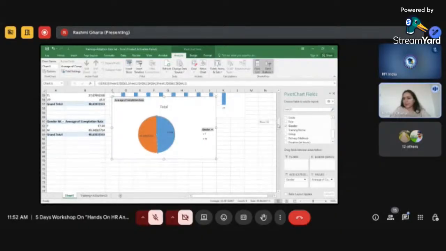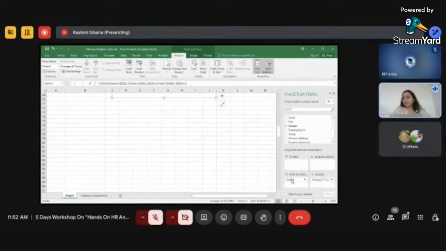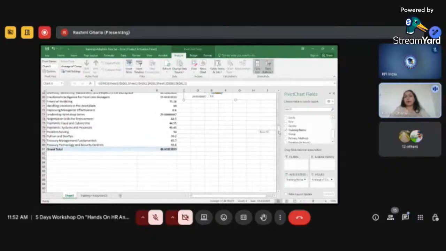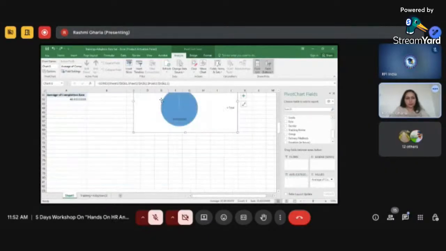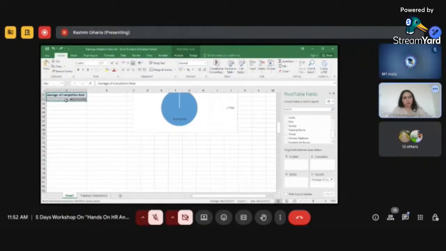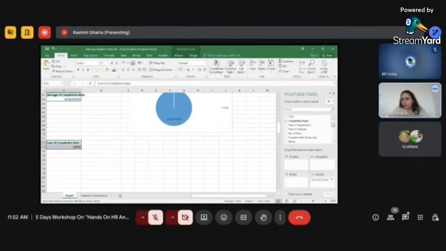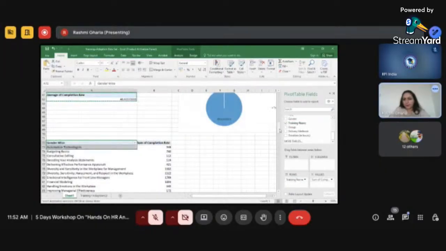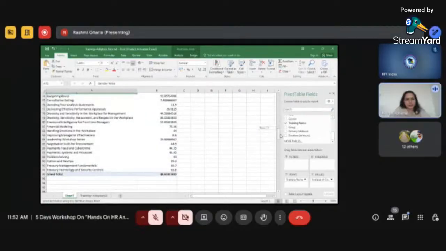Now the next variable is training-wise. Do you think there is a significant impact of the training program on the completion rate? What kind of training program are you providing? What kind of training program are you planning for your people? Do you think it is affecting the adoption rate? So we will see here how the training program is affecting.